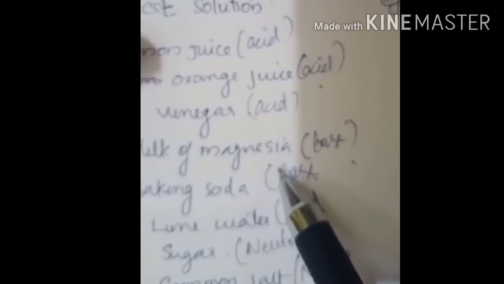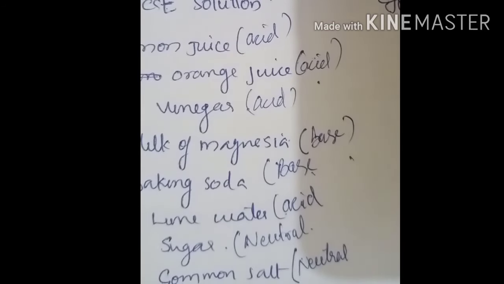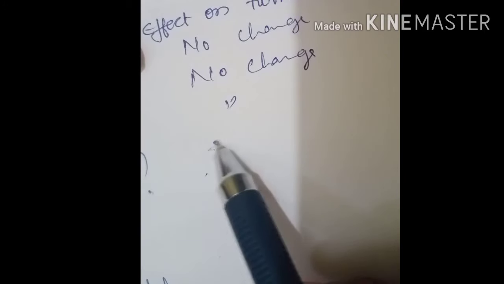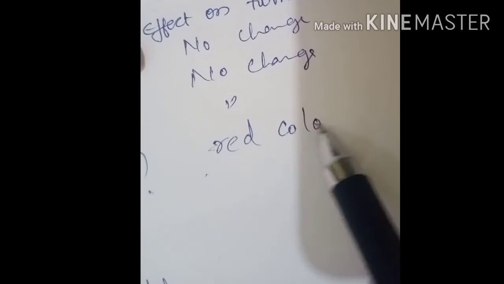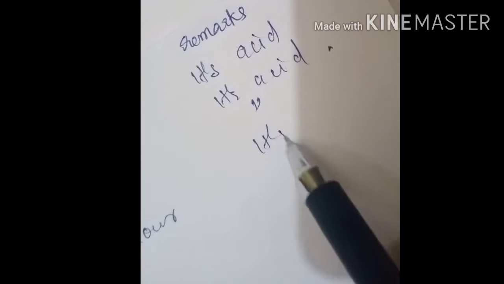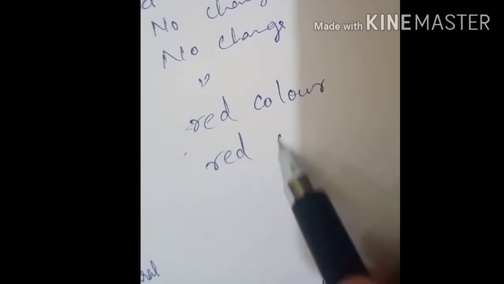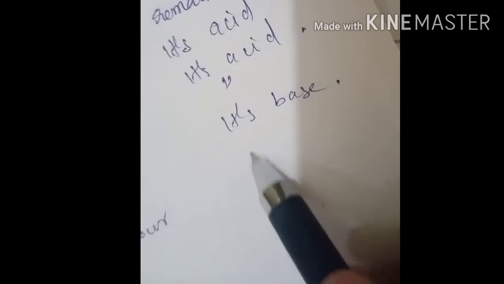But for base, the milk of magnesia is base, right? So when we add turmeric to a base, it changes into red color. It changes into red color because it is base. Same as in the case of baking soda, it changes into red color because it is base.